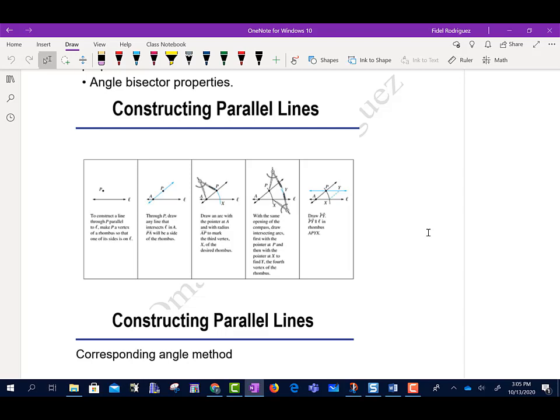With the same opening of the compass, we're going to draw intersecting arcs, first with a pointer at P and then with a pointer at X, to find Y, the fourth vertex of the rhombus. And then we're going to draw line PY, and PY parallel to L. So we got our rhombus right here, okay?